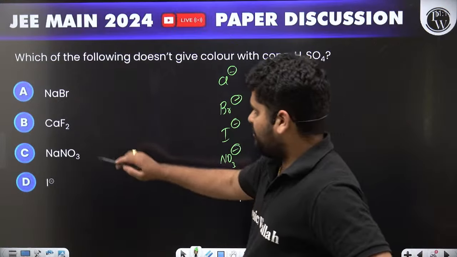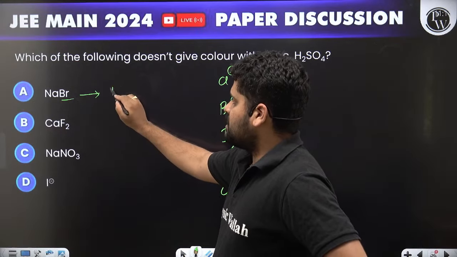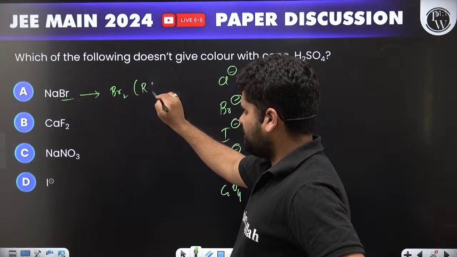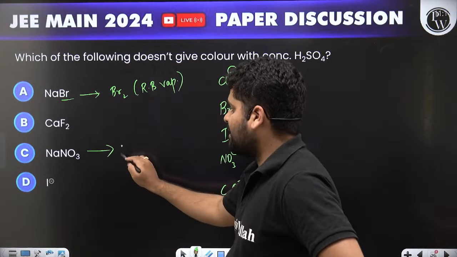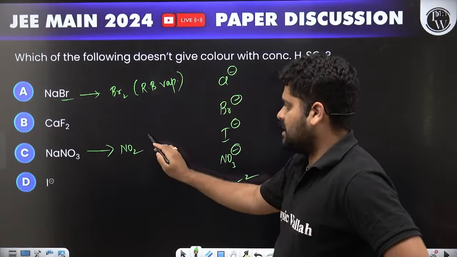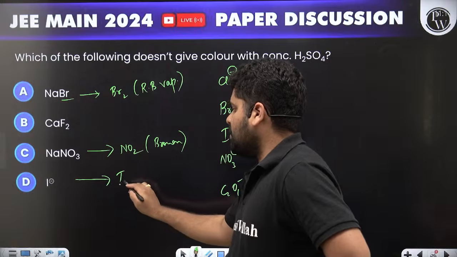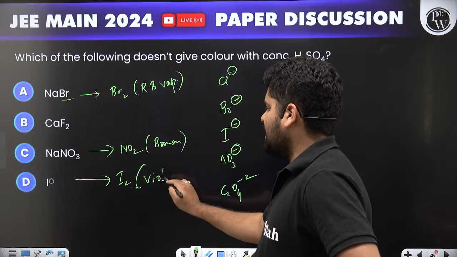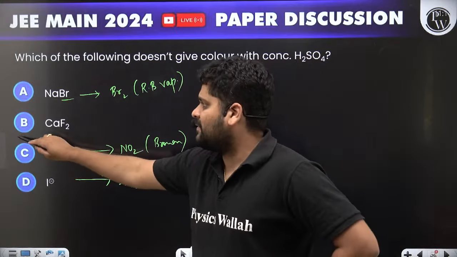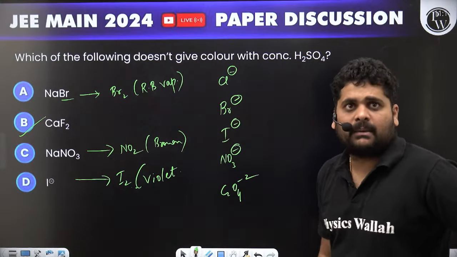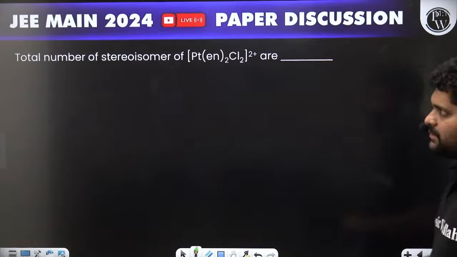So if you have bromide, when it reacts with concentrated H2SO4, it produces Br2, which means you would be getting red-brown vapors. Next, nitrate. This would produce NO2 gas, again brown vapors. Iodide ion produces iodine, which would be violet in color. So fluoride is not there. It will not give the test for fluoride. So the correct answer for this question is going to be option B, B for ball, right? Now, next question.